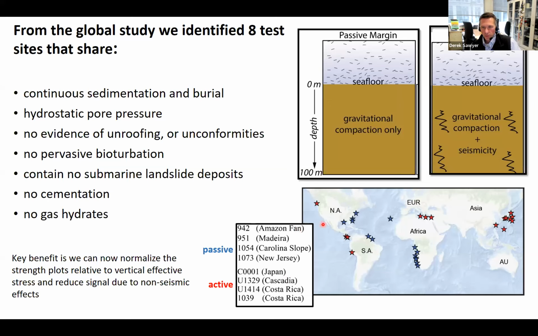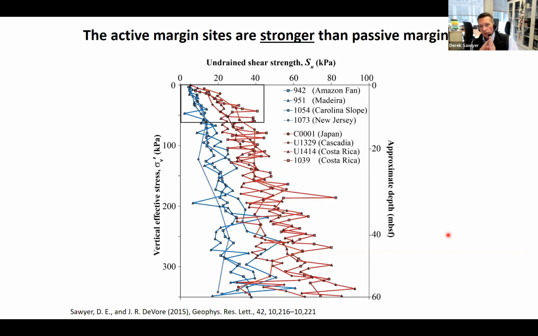So you can see the red stars are the active margins, and the blue stars are the passive margin sites. You can see Atlantic margin, Gulf of Mexico, Amazon fan, West Africa, and then we've got some samples offshore Japan, Pacific Northwest, and also the Mediterranean. Now we're doing the same plot here. You can see the cloud of data I showed before is now these 8 sites all co-plotted together on the same plot and connected with lines.